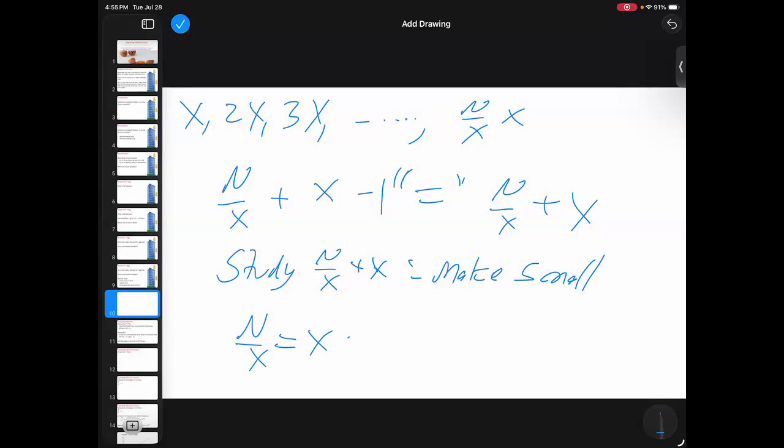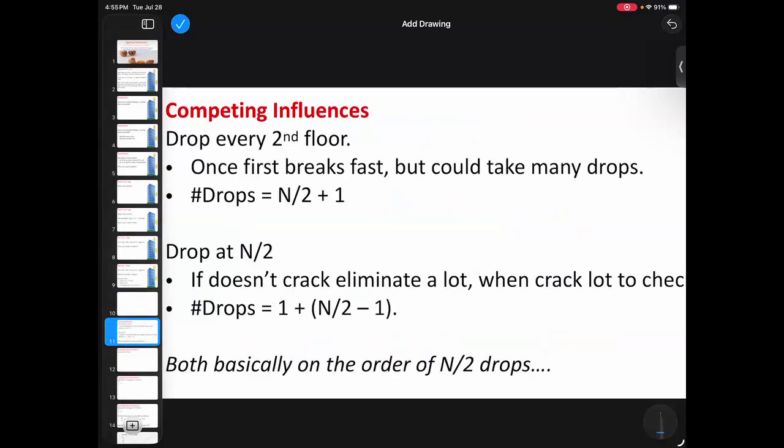And if you do that, that gets you x squared equals n, which then gives you x is equal to the square root of n. So that tells you should drop, and this was suggested, at basically the square root of the number of floors. If you know triangle numbers, you can do a little bit better. I'm probably not going to get to that, maybe, depending on how much time we have. And so we drop at the square root of n. And this balances the two competing influences.